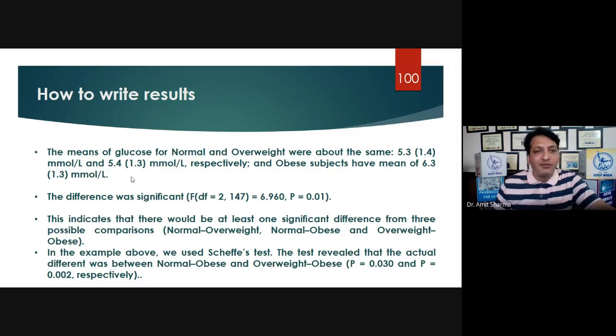So how to write with the previous example? See what I have written. The mean of glucose for, I'm going to write the names of both normal and overweight. First write the mean. 5.3 is the mean, and in the bracket I'm going to write 1.4 as the standard deviation.